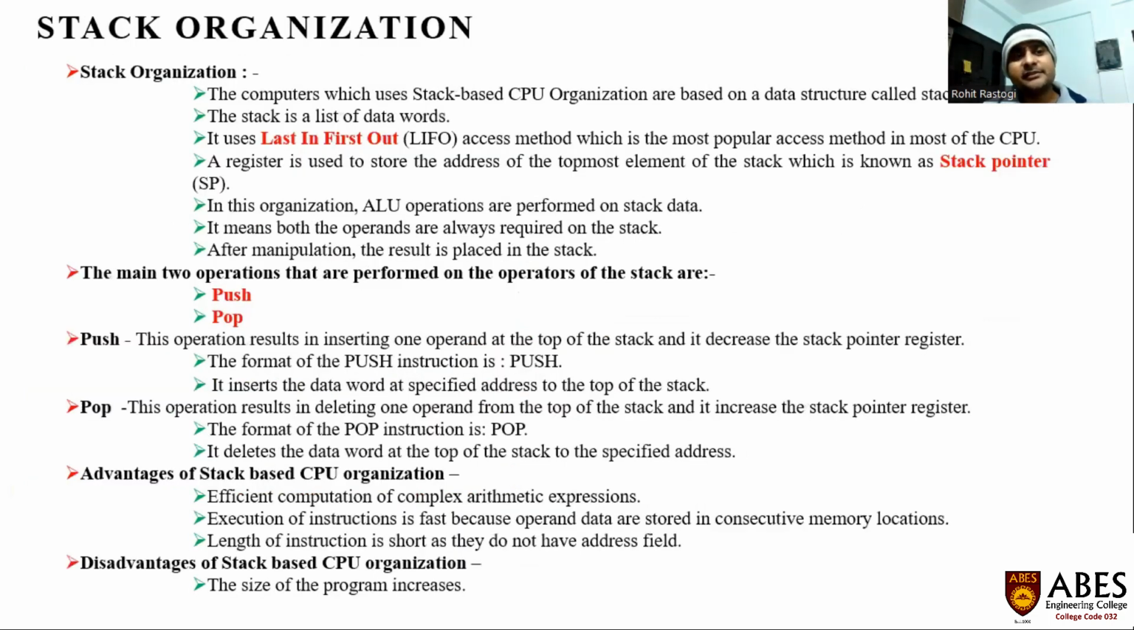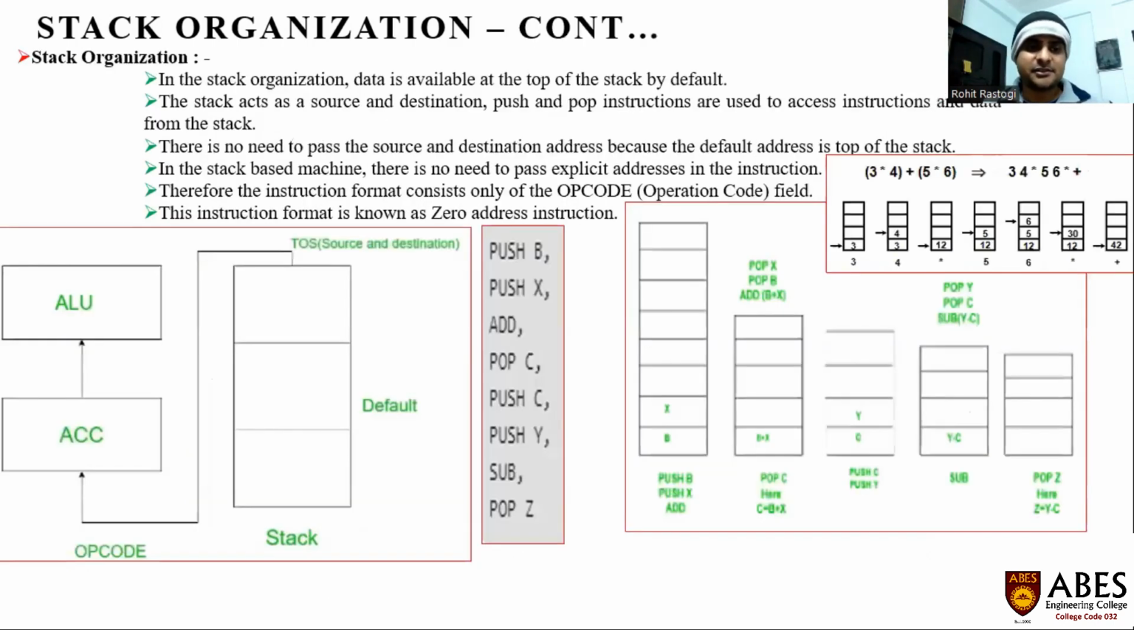Now, if we compare it with the stack-based organization, it uses the stack as an intermediate data structure, following the LIFO, last in first out, structure. The two main operations are push and pop. We have already discussed the advantages: it is efficient, execution of instructions is faster, and the instruction length is shorter as they do not have an address field. But the disadvantage is that the program size is always lengthy. So if we want to make a compact program, we should prefer the general purpose register organization instead of a stack-based organization.